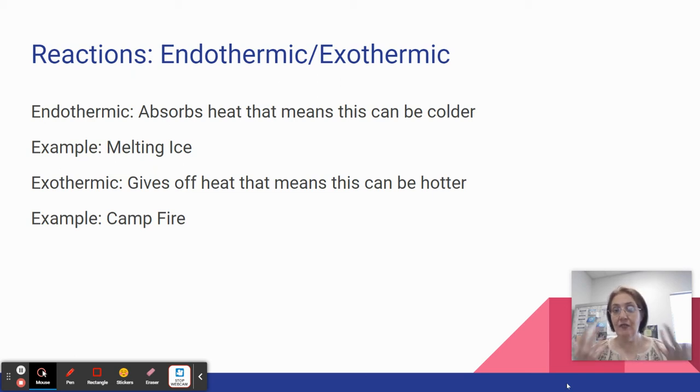Exothermic, well, that gives off heat, which means it's hotter. It makes the area around it hotter. So like a campfire. You ever had a campfire or a barbecue or anything like that? You don't want to get too close to it because it's hot. So exothermic would be hot. So endothermic, cold; exothermic, hot.